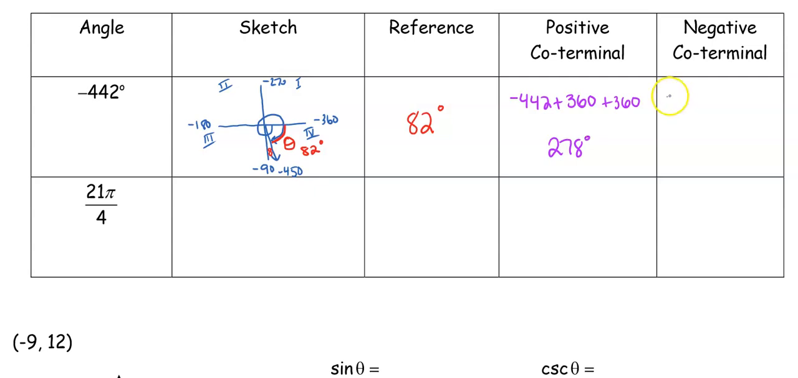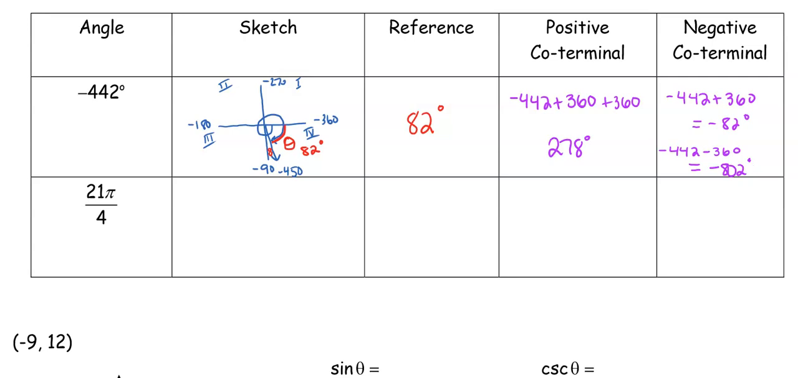Now, if I'm at a negative 442 and I add 360, as we said the first time, we still end up negative. We're at a negative 82. So that's one option. Or from that negative 442, you subtract 360, which puts you at a negative 802. So either one of those would work for that angle.